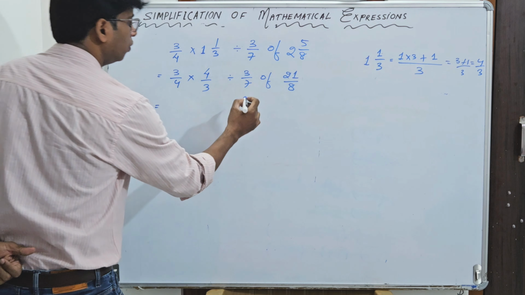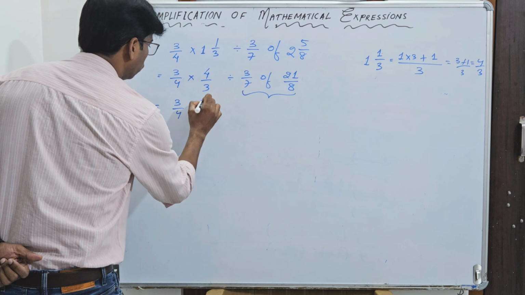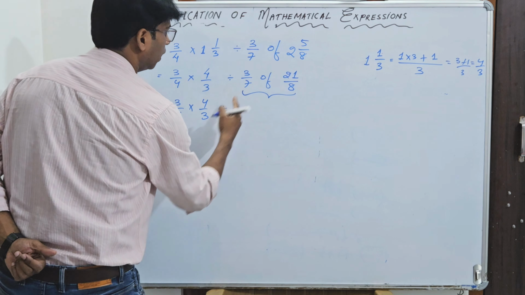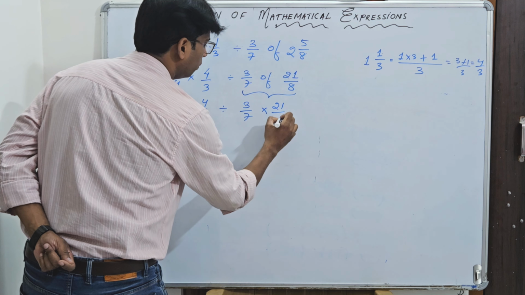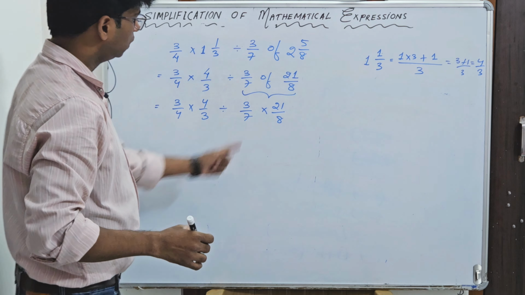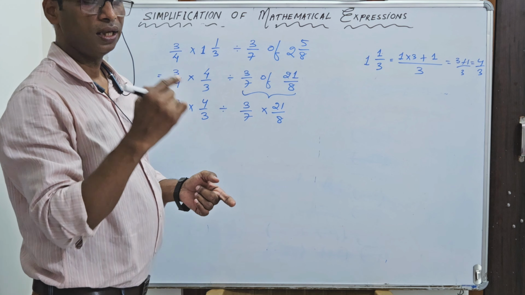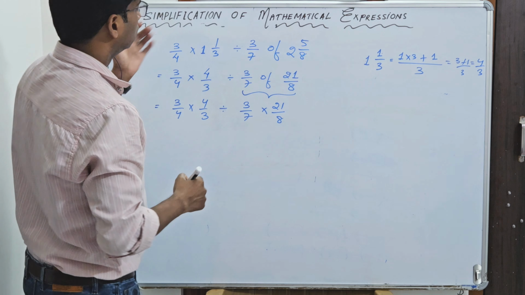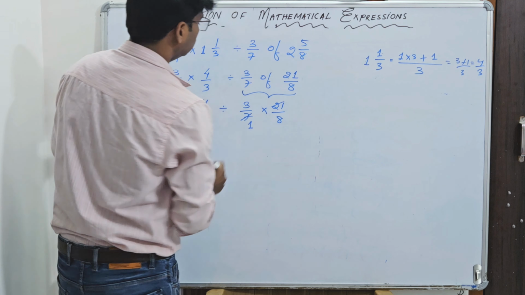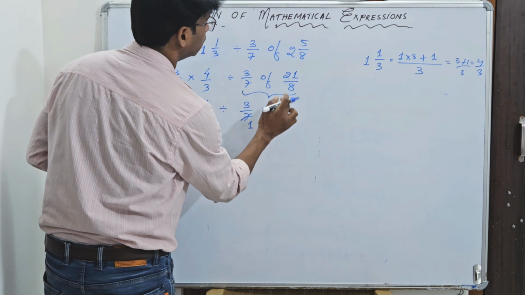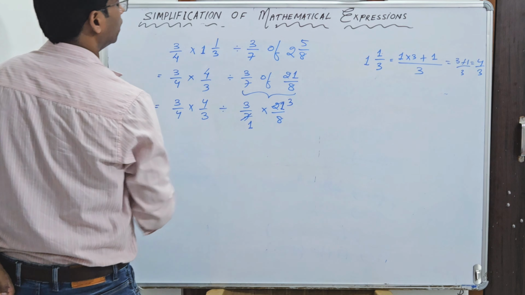Now brackets are not there, you can see, but "of" is there. So what to do? First we have to operate this one. Then 3 by 4 into 4 by 3 divided by what? 3 by 7 into 21 by 8. So this has to be solved first because according to BODMAS, now you see 7 and 21 can be simplified. 7 divided by 7 is 1, 21 divided by 7 how much? It is 3 here. So now no further simplification is there.